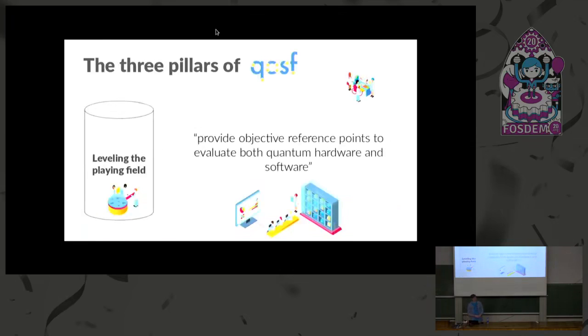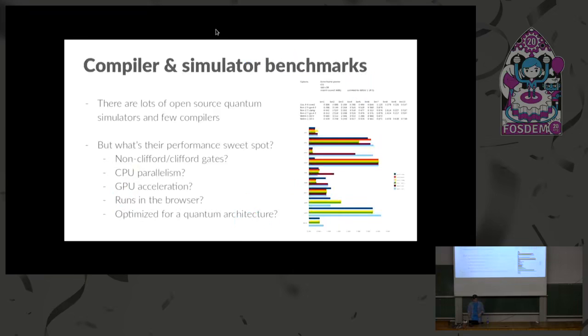And then lastly, the last pillar is leveling the playing field. So what we mean with that is providing an objective reference point to evaluate both quantum hardware and software. So the idea is building compiler and simulator benchmarks. This is an example from the classical domain. You can see different C++ compilers ranked against each other.